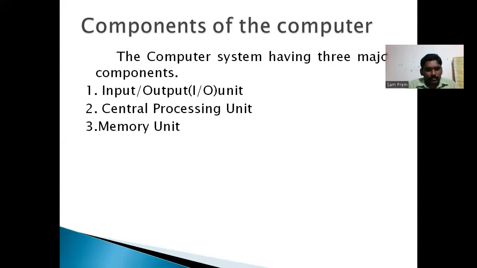Next one, memory unit. The memory unit is a very important unit in the computer system. When the computer processes data, the data will be stored in some location, and that location is called memory. It stores all types of data: normal text data, audio, video, or anything.